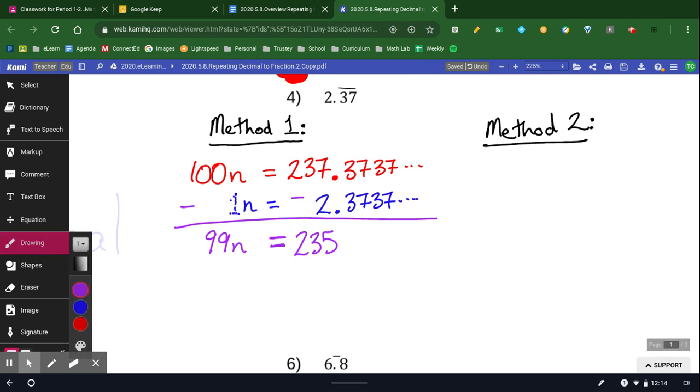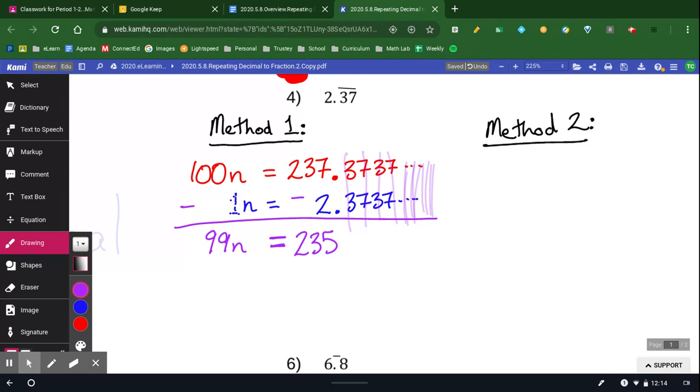Now that's interesting. 237 take away 2 is 235. But you will also notice that 3 take away 3 is 0, and 7 take away 7 is 0, and all those 3's and 7's cancel out to infinity, and we no longer have that messy, never-ending decimal place in all those portions.